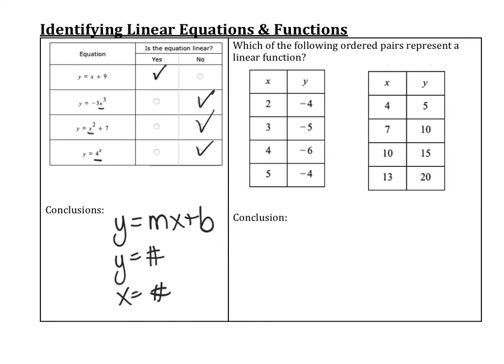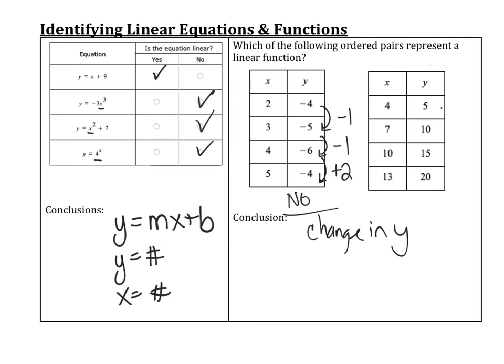So when you're given tables of ordered pairs, what you need to look at is the change in y. And what I mean by that is you have to look at what happens to the y from each point to the next point. So in this one, to get from -4 to -5, we subtracted 1. To get from -5 to -6, we subtracted 1. But to get from -6 to -4, we added 2. Since there was a change in the ordered pairs and the changes in y were not all the same, then this is not a linear function.